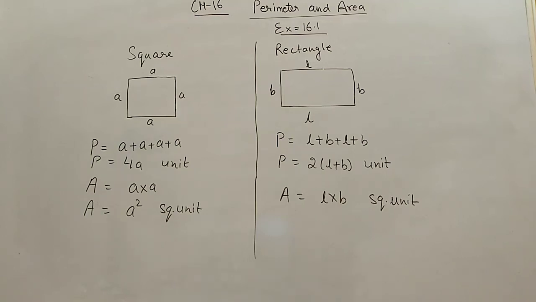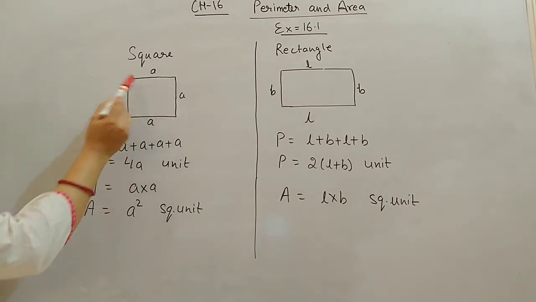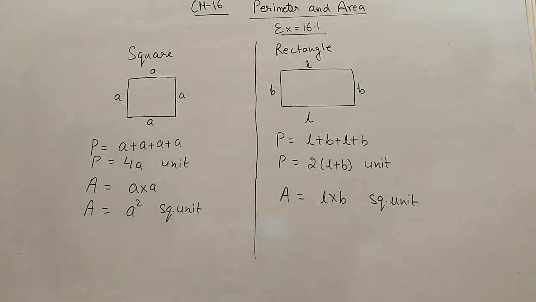Hello students, today we will start chapter number 16, perimeter and area, and we will do exercise 16.1. This exercise is based on two plane figures, which are square and rectangle. As we know, a square is a four-sided closed figure and all four sides will be equal and all four angles will be equal, each equal to 90 degrees.